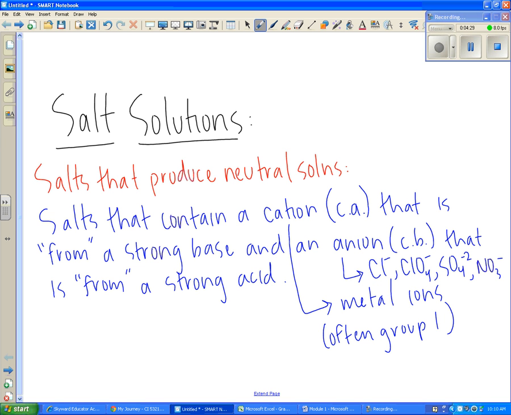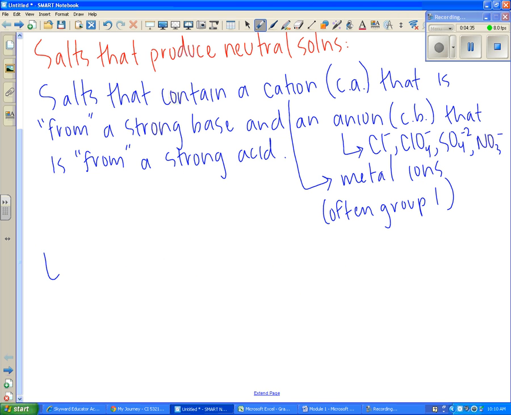So if we see a salt that is a metal ion paired with one of these negative ions, that salt will produce a neutral solution. So an example, sodium chloride or potassium chlorate. A metal paired with one of those 4 negative ions. Questions?